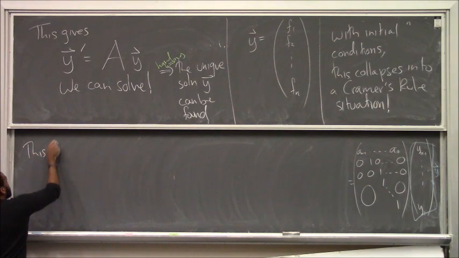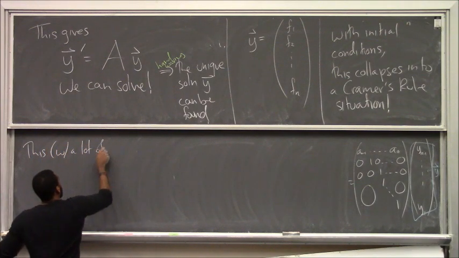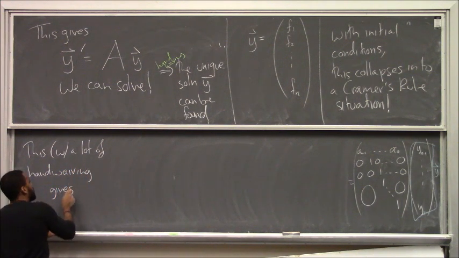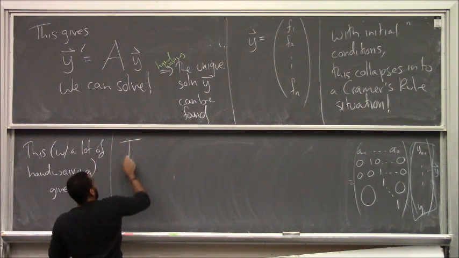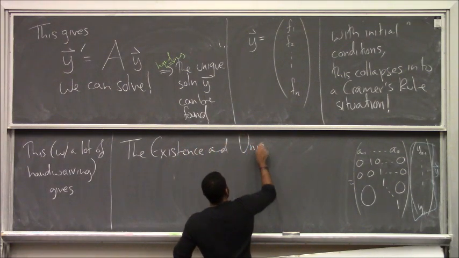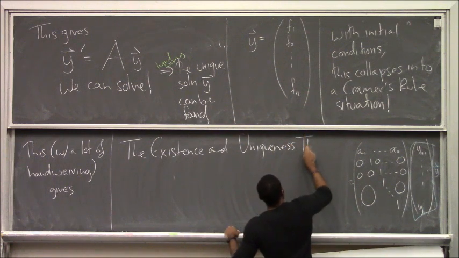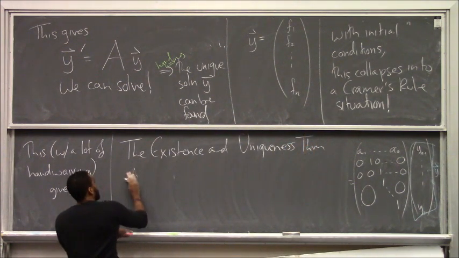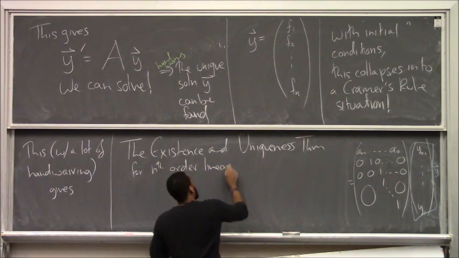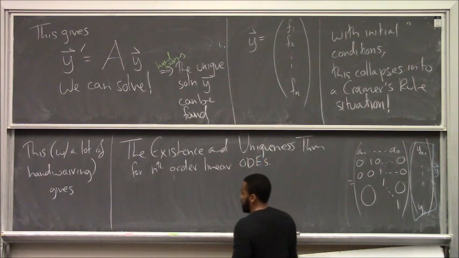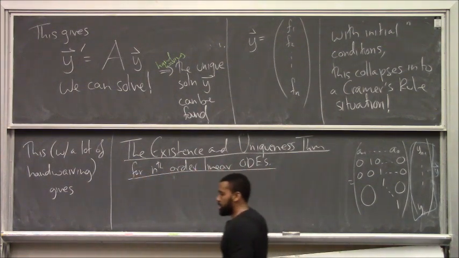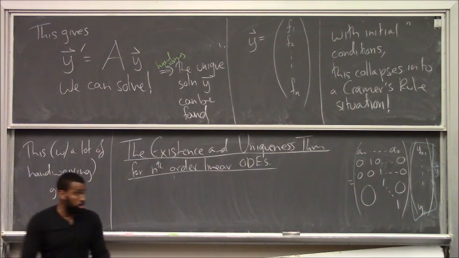This, with a lot of hand waving, gives the existence and uniqueness theorem for nth order linear ODEs. It says the following: given any nth order linear ODE, it is guaranteed to have a unique solution fulfilling n initial conditions.